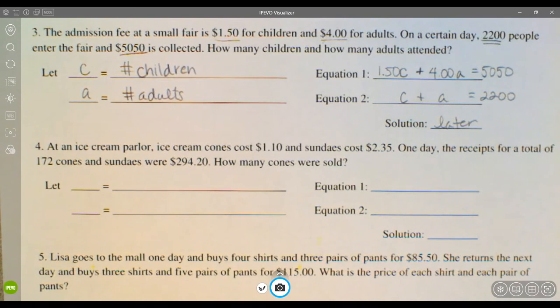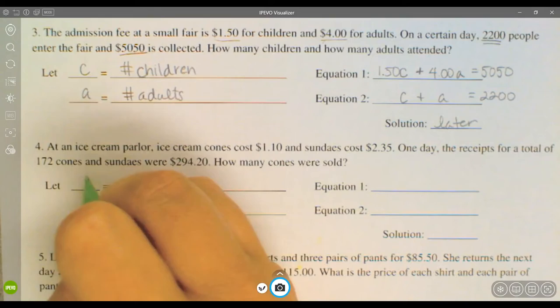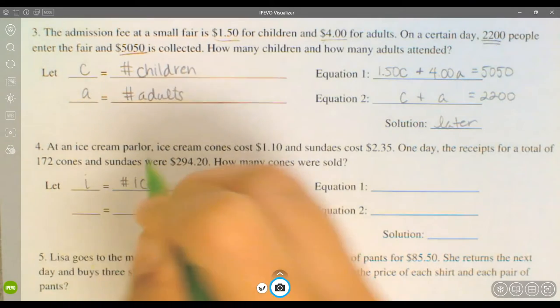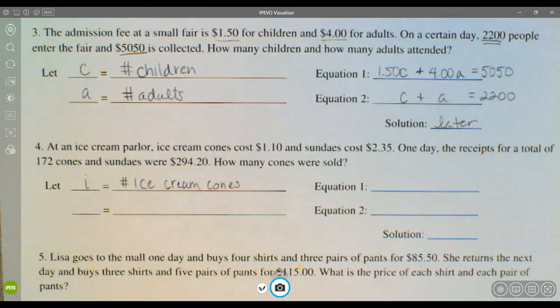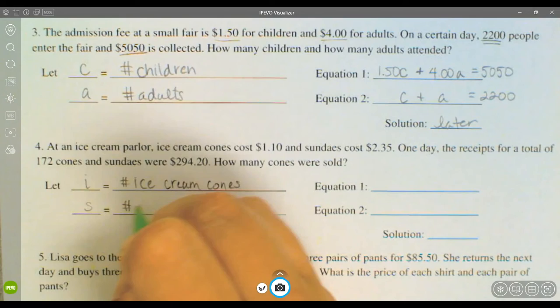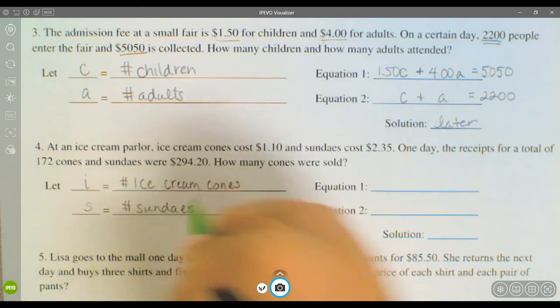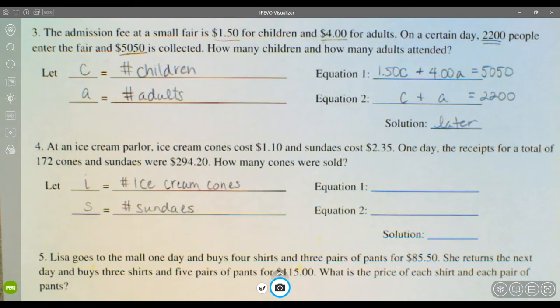Okay, number 4. At an ice cream parlor, ice cream cones cost $1.10 and sundaes cost $2.35. One day, the receipts for a total of 172 cones and sundaes were $294.20. How many cones were sold? All right, so let's let I equal the number of ice cream cones. And let's let S equal the number of sundaes, because they're asking how many, so they want to know a number. And it looks like all they care about are the number of cones.